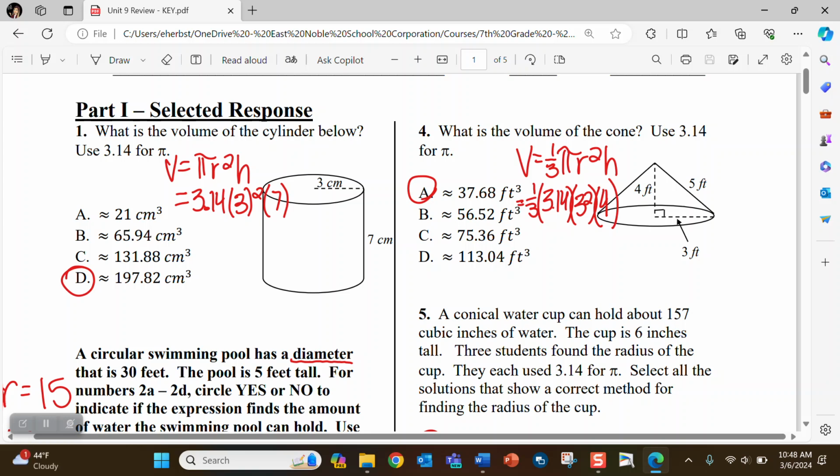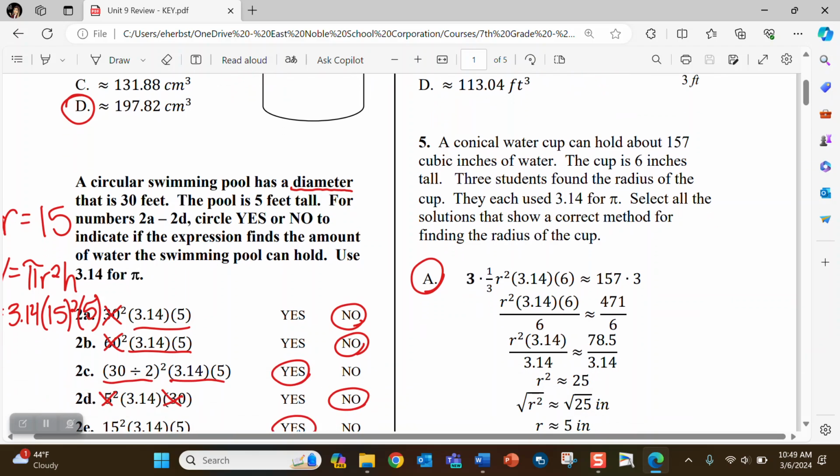So this formula, 1/3 pi r squared h. So plugging in 1/3, 3.14, 3 and squaring that for the radius, and then the height of this cone is 4. So multiplying all of those numbers together, we get about 37.68 feet cubed.